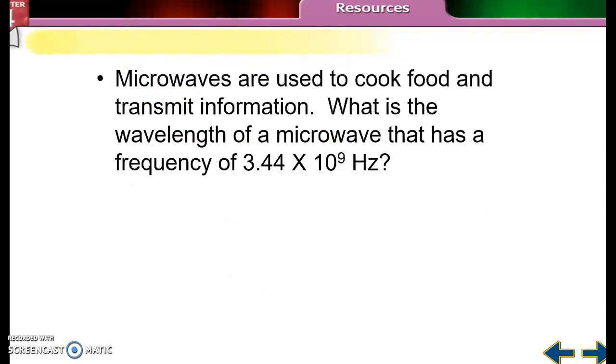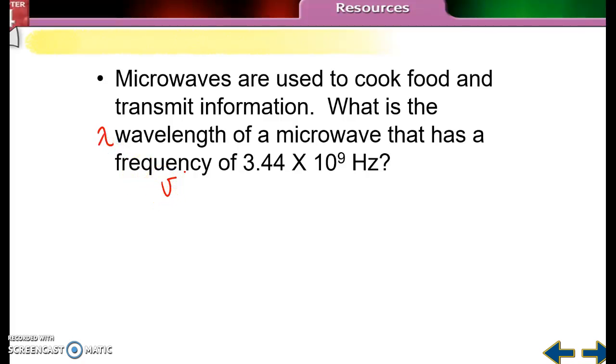So right here, microwaves are used to cook food and transmit information. What you have in your kitchen was originally used for shortwave radio transmissions. That's what microwaves are. They are waves traveling through space. So right here it says, what is the wavelength of a microwave that has a frequency of 3.44 times 10 to the 9th hertz? So right here, it's asking me for wavelength, and it gives me frequency.